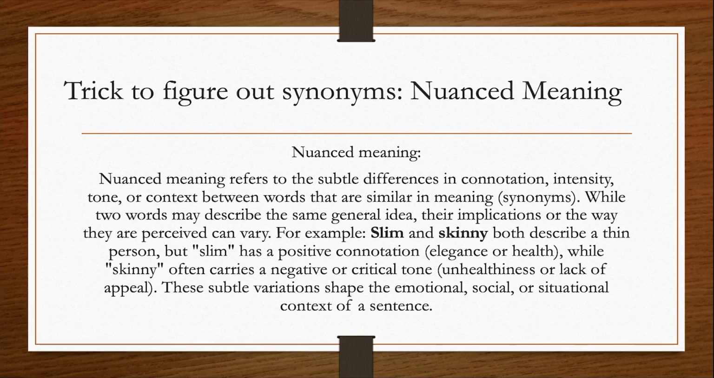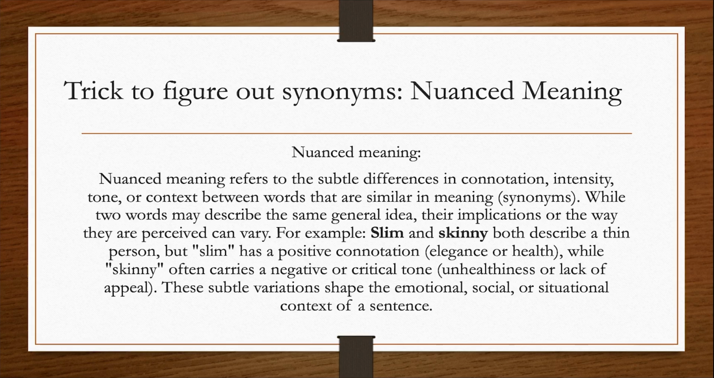While two words may describe the same general idea, their implications or the way they are perceived can vary. For example, slim and skinny both describe a thin person, but slim has a positive connotation, that is elegance or health, while skinny often carries a negative or critical tone, that is unhealthiness or lack of appeal. These subtle variations shape the emotional, social, or situational context of a sentence.